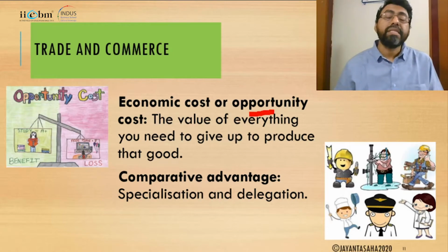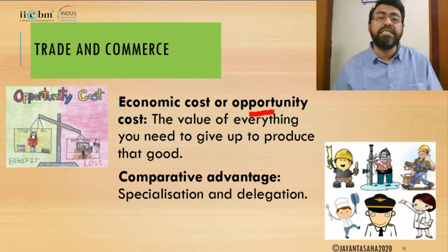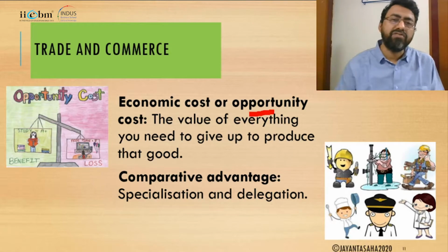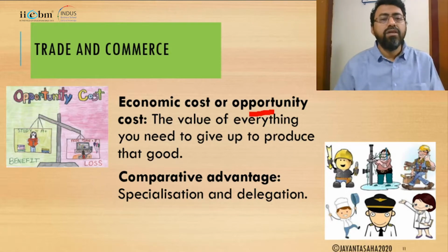But when you are doing engineering, thinking about all those foregone opportunities does not really help you to cope with life. Okay, anyway, as a business reality, you will always have certain cost of physical inputs and certain cost of foregone opportunities, which basically means the opportunity cost. So essentially, as we have seen in the definition on the slide, the value of everything that you need to give up to produce that good is known as the economic cost or the opportunity cost of something.